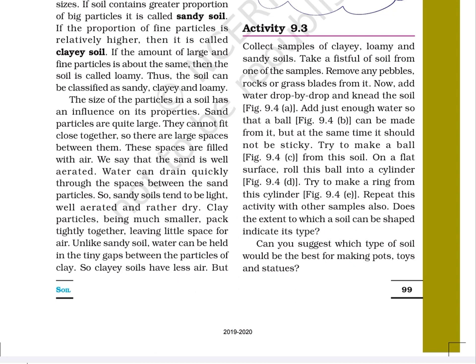Repeat this activity with other samples also. Does the extent to which a soil can be shaped indicate its type? Can you suggest which type of soil would be the best for making pots, toys, and statues?